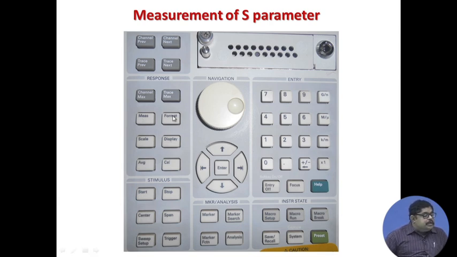Then there is a format. Now, format means in which way you want to get the display. So, whether you want the plot as a Smith chart plot, as a polar plot, as a rectangular plot, that you can do here. Which scale you want to use, whether you want log scale, dB scale, etc. Which type of display, as I said. Then averaging, whether you want averaging.